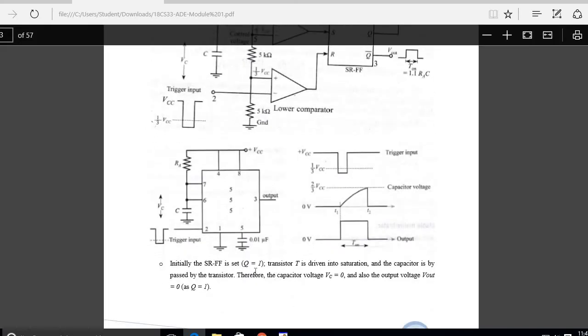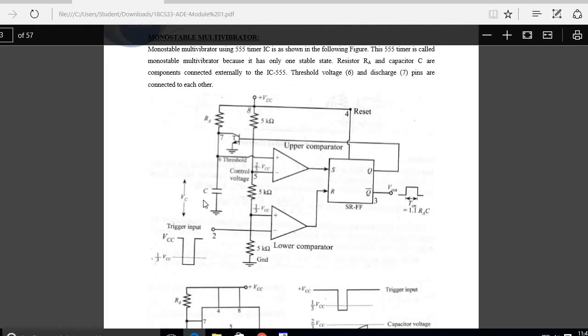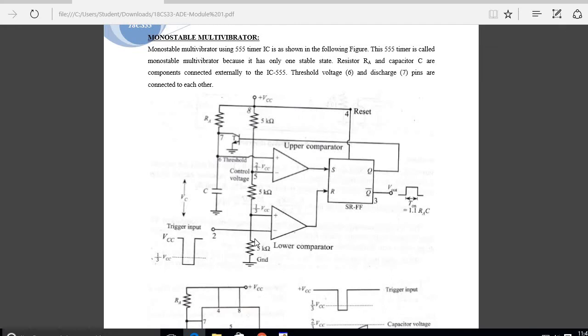Initially the output of the flip-flop Q is 1 and the transistor is driven into the saturation region. The capacitor is bypassed by the transistor. For that reason initially Vc is 0, and Vc is 0 means Vout is also 0. When I apply the trigger input, 1 by 3 VCC, to the lower comparator, the output of the lower comparator should be high. If the lower comparator output is high, the flip-flop Q is 0. If Q is 0, Q bar is 1 and the transistor is in off condition.